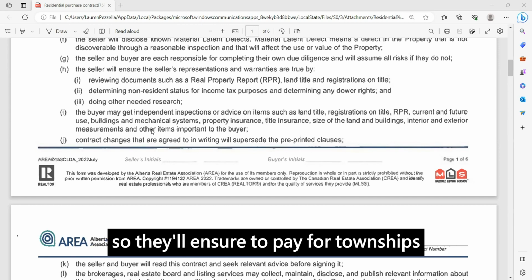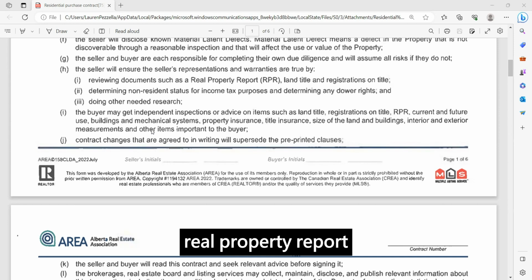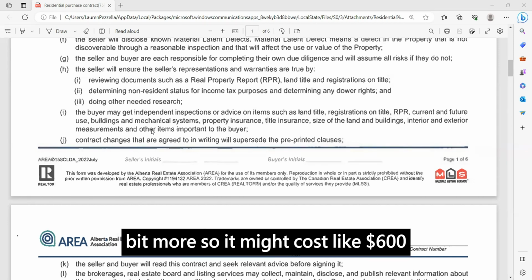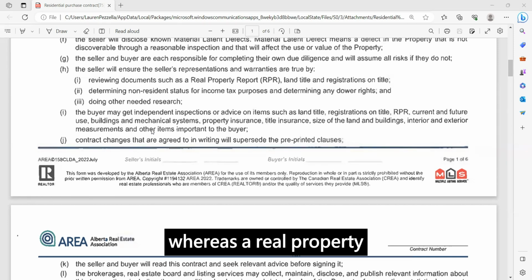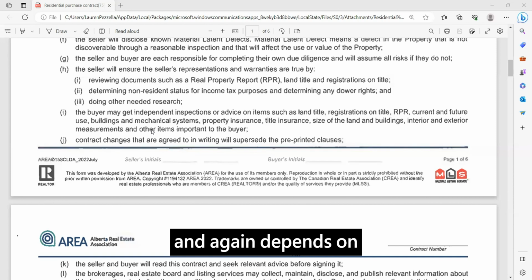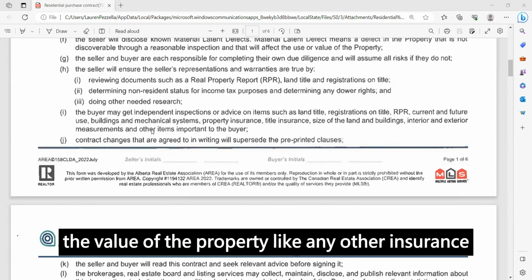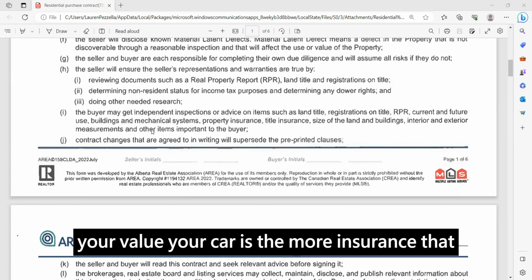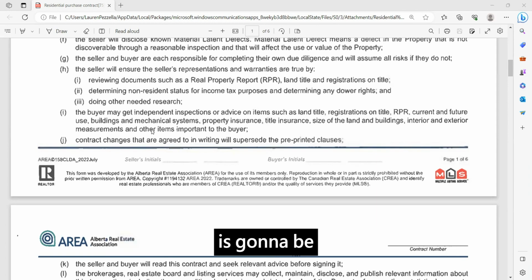So they'll elect to pay for title insurance. The real property report might cost a bit more, so it might cost like $600-800, whereas title insurance will cost me $150-250. It's around $200 normally. And again, it depends on the value of the property, like any other insurance. The more valuable your car is, the more it is going to cost to insure your car.